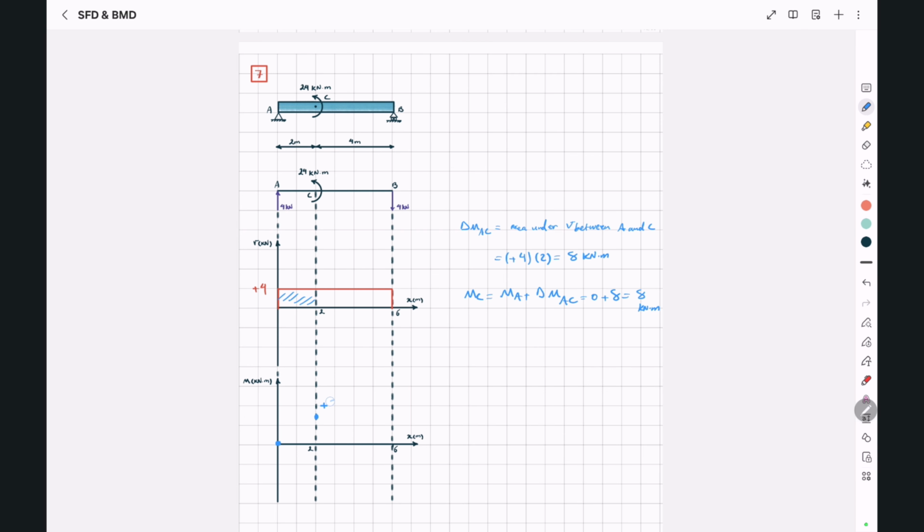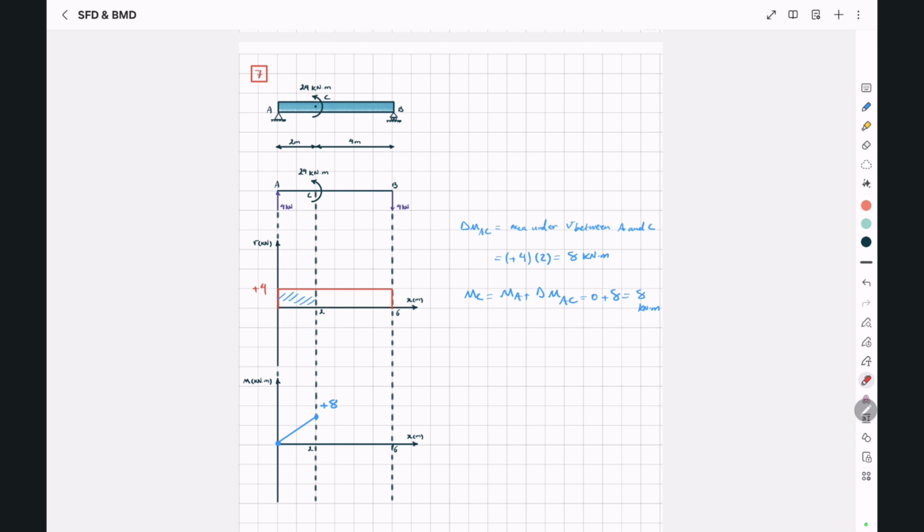This is positive 8. Now, using the fourth principle, we know that the slope of our moment diagram at any point between these 2 points will be the intensity of our shear at that point, and the intensity is constant, equal to 4. So the slope of our moment diagram between our point A and point C will remain constant, equal to positive 4, and we can draw a straight line.